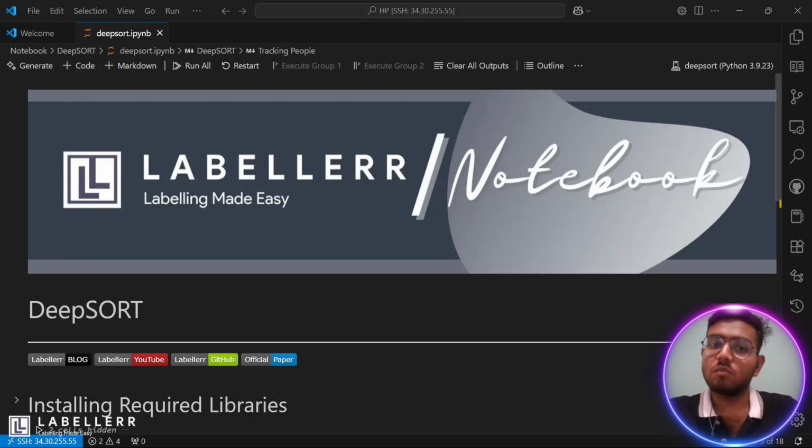Today we are diving into something really exciting and important in the world of computer vision, DeepSORT, which stands for Simple Online and Real-Time Tracking with a Deep Association Metric. So, what exactly is DeepSORT?